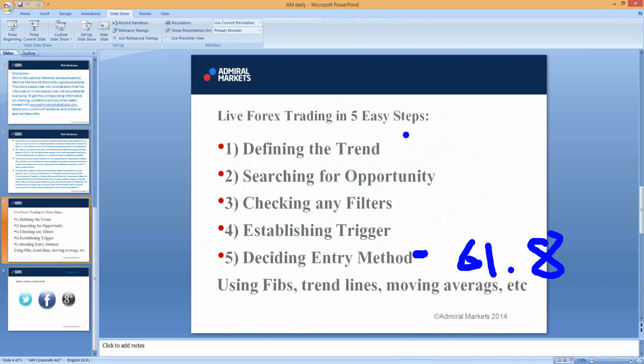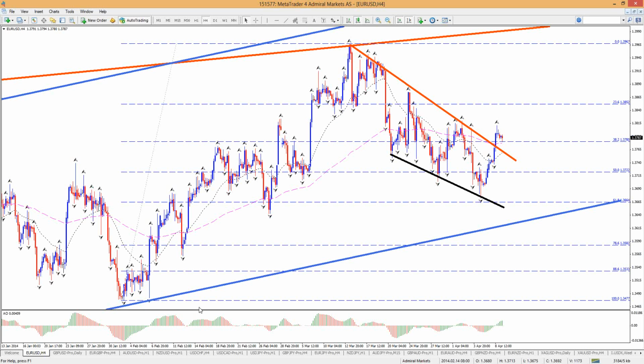So you have various roles. Fibs are not that useful for defining the trend. I wouldn't use fibs for establishing whether the trend is up or down. I would rather use moving averages for that, and higher highs and higher lows, and trend channels. That's not so useful. More specifically, what I use fibs for is indeed the filters, personally.